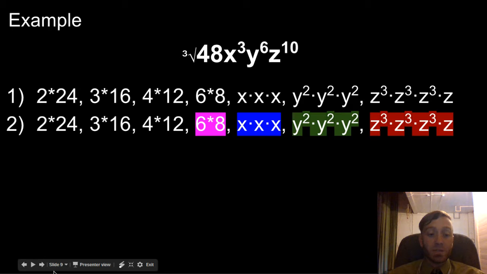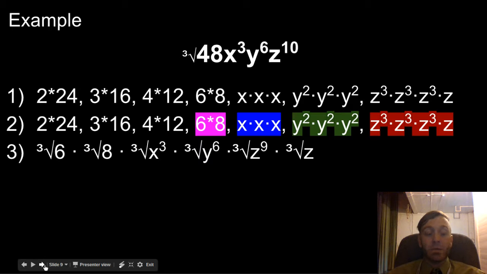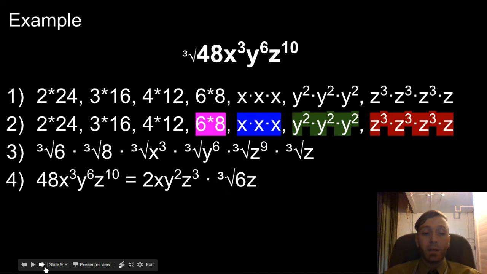So we're going to split it up into a product of cube roots. We end up with the cube root of 6 times the cube root of 8 times the cube root of x cubed times the cube root of y to the 6th times the cube root of z to the 9th times the cube root of z. And then if we simplify and clean everything up, we end up with the cube root of 48x cubed y to the 6th z to the 10th is 2xy squared z cubed times the cube root of 6z. Yeah, there should be a cube root symbol right there also.